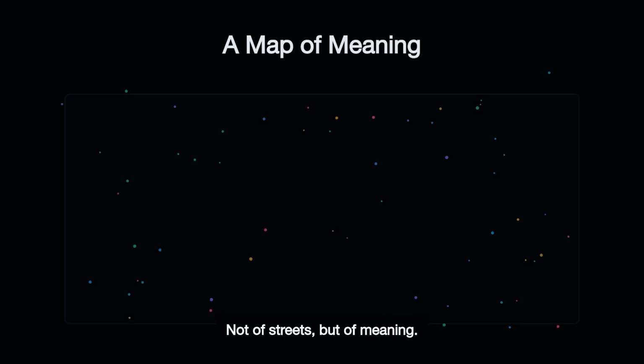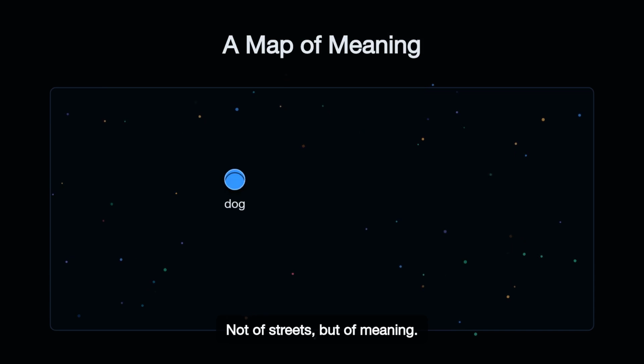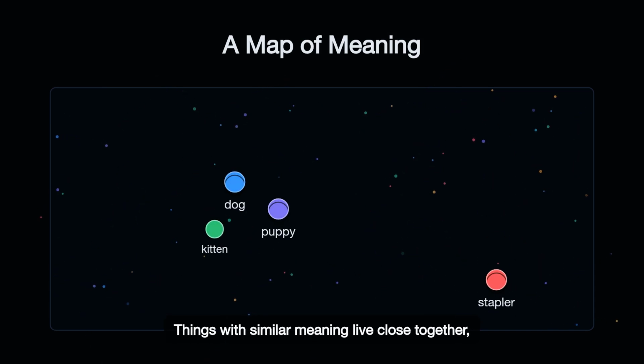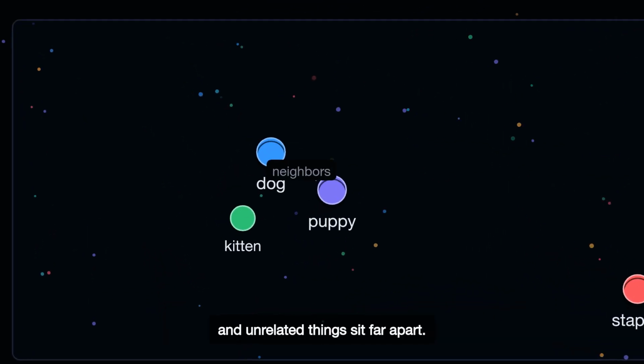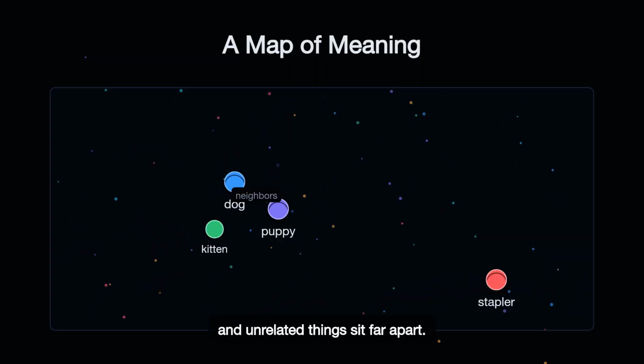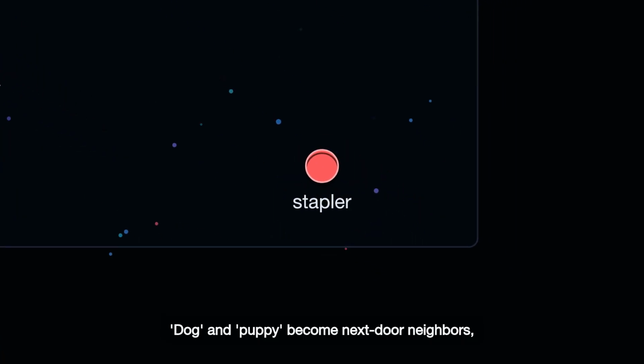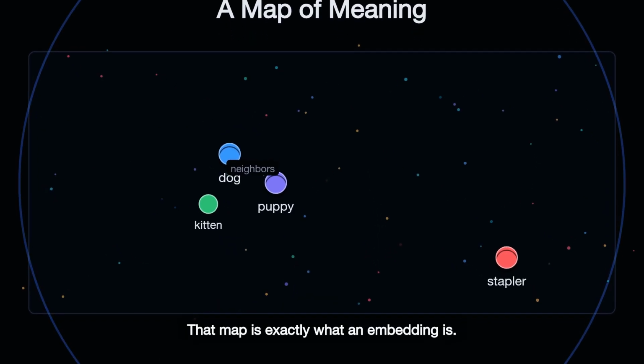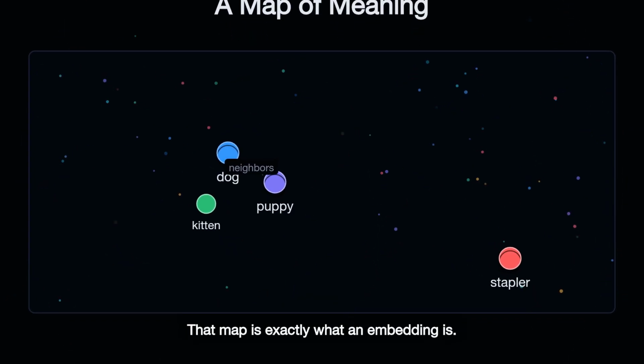So picture a giant map, not of streets, but of meaning. On this map, every word gets a location. Things with similar meaning live close together, and unrelated things sit far apart. Dog and puppy become next-door neighbors, while stapler is across town. That map is exactly what an embedding is.